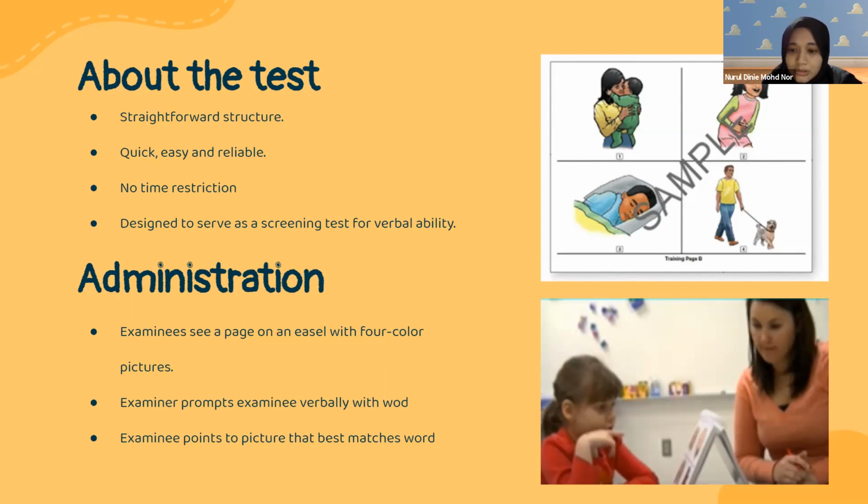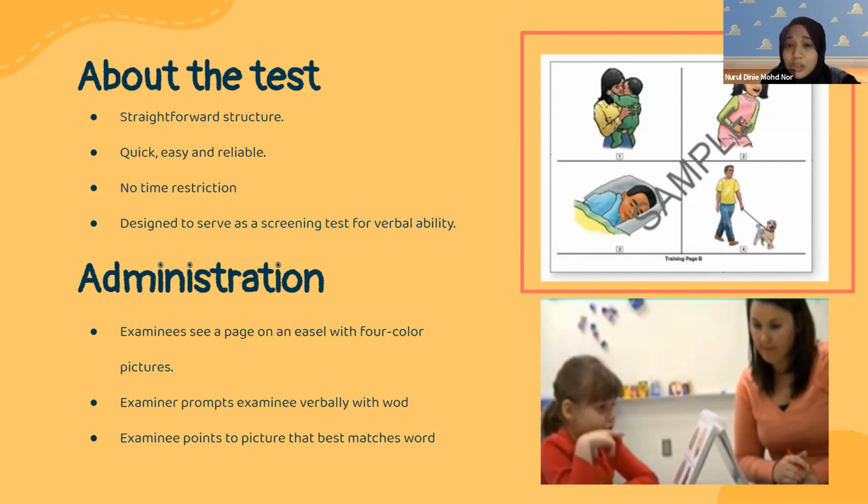So how does it work? You can see from the picture there. The examinee sees a page on an easel with 4 colored pictures. For each set, the examiner says a word, and the examinee responds by selecting one of the 4 pictures that best illustrates the word's meaning. Because the examinee is pointing to the appropriate item, the test requires no reading, writing, or verbal language. Thus, it can be used for someone who is a non-reader and those without fluent verbal abilities. With the data, it can help inform professionals of the course of intervention needed should the child require additional support, right?